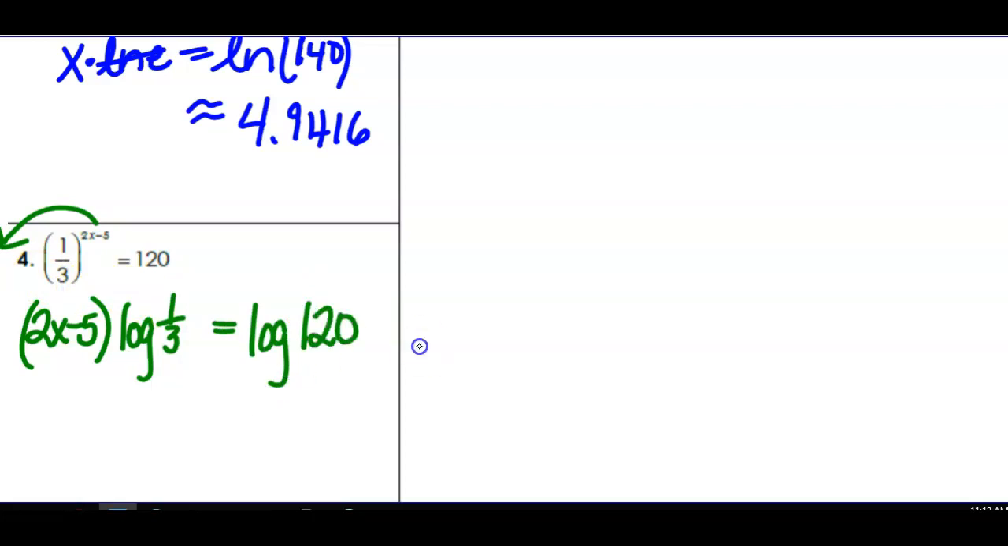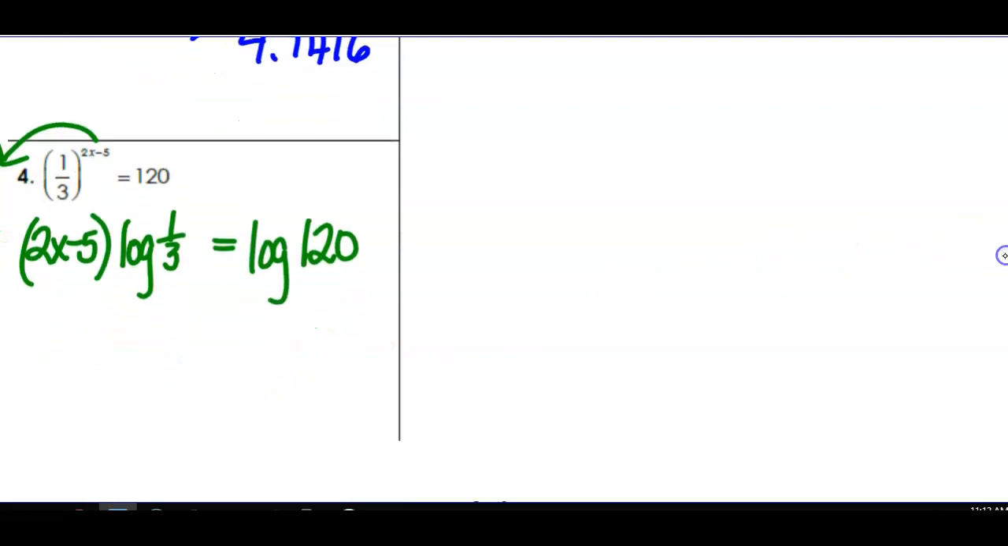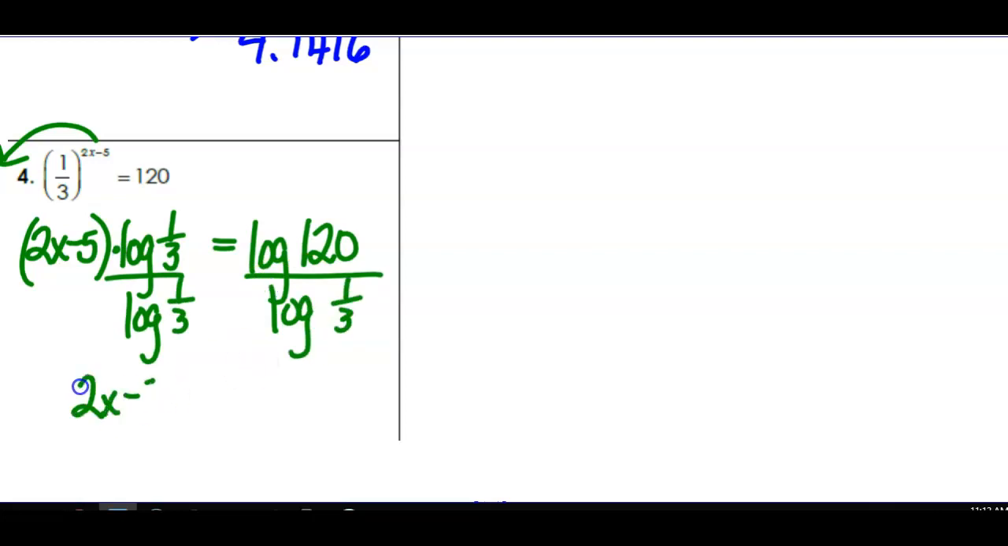Now, you can do this any way you want from here on out. You could distribute this. Personally, I would divide this log over to the other side. If I got to have messy decimals, I would rather they were on one side. So I'm going to write 2x minus 5 equals, and divide that. You don't have to do it in that order.